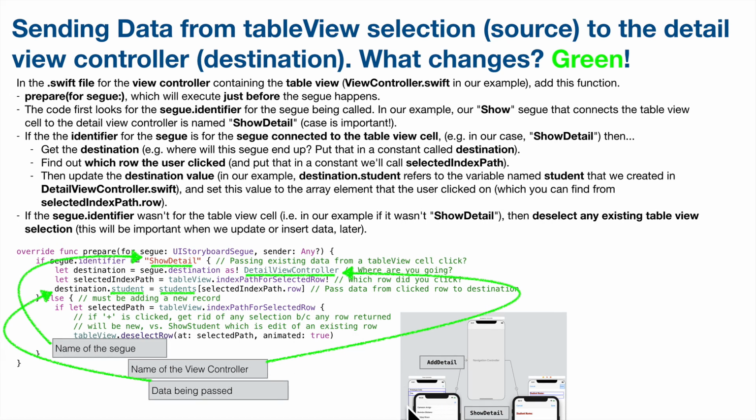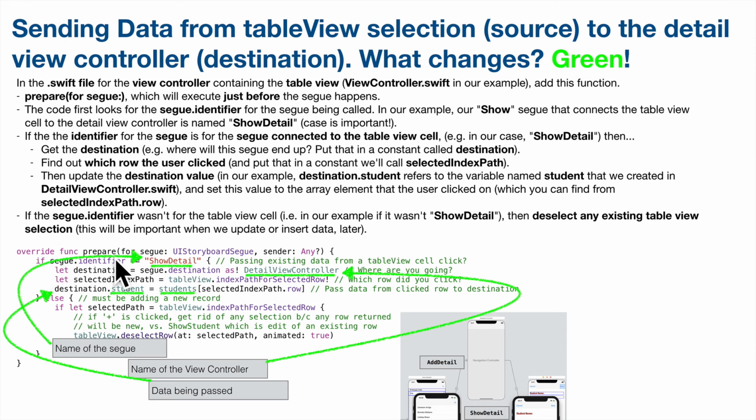So if I click on a table view cell, show detail segue will execute. If I click on the plus sign here, the add detail segue will execute. In either case, if I put a prepare for segue inside of my view controller code, this code will execute. So what do I want to do? Well, just before I segue, I want to check to see, hey, which segue am I executing? Is it show detail or is it add detail? If it's show detail, then I want to pass over a value.